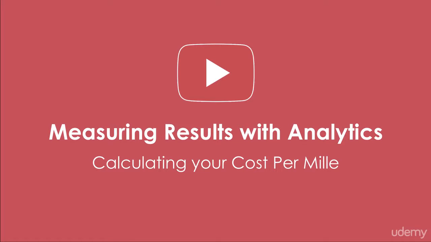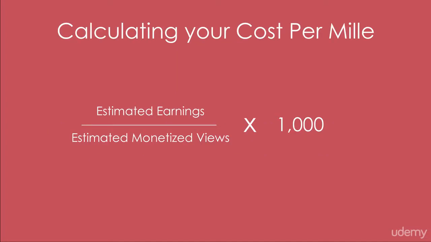It's how much money you will make for every 1,000 views of your video that have ads on it. So there's an equation that you can use to calculate your personal cost per mille, and that is your estimated earnings divided by your estimated monetized views, multiplied by 1,000. And those two stats, the estimated earnings and the estimated monetized views, are things we saw in the last video, which was about your earnings reports in your Google YouTube Analytics.